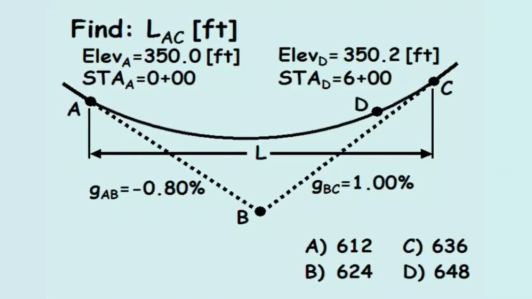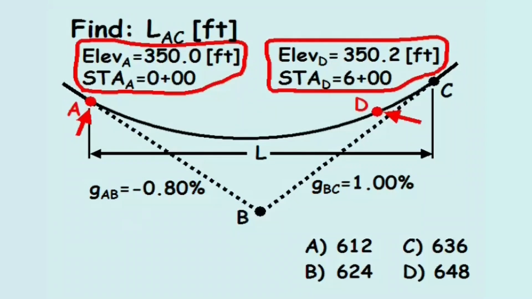Find the length of the curve AC in feet. In this problem, a sag vertical curve extends from point A to point C. The two tangents of the curve intersect at point B, and the grades of line segment AB and line segment BC are provided. The stationing and elevation of point A and point D are also provided.